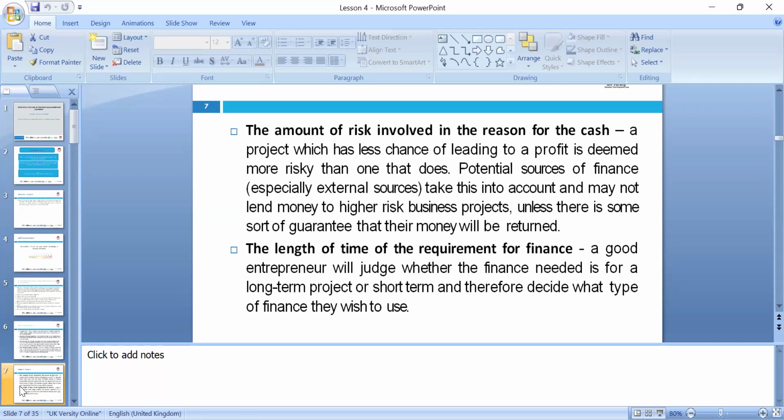So potential sources of finance can be internal and external. Within the company, if you have an asset, maybe you can sell it and generate money. We can also look at the long-term requirement, and an entrepreneur must judge whether the finance needed is for the long term or the short term. You have to decide the period.